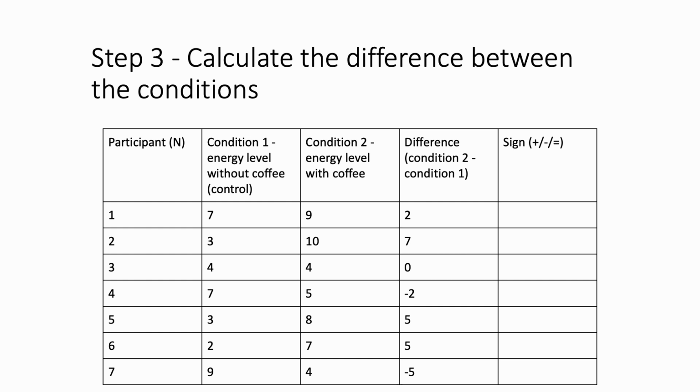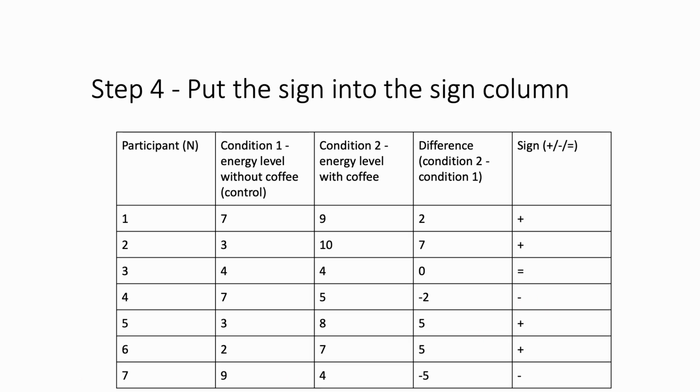Then the important bit is the sign column. So there was a positive difference of 2. This person, if you look in this order, they've gained energy drinking coffee. So it's a positive sign. This person has stayed the same, equals. So we're going to lose 1 participant from 7. Keep a note of that. And then you've got your minus signs as well.